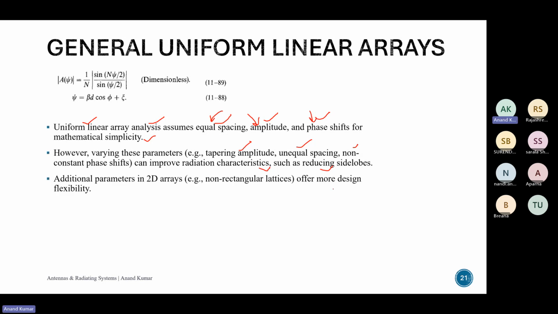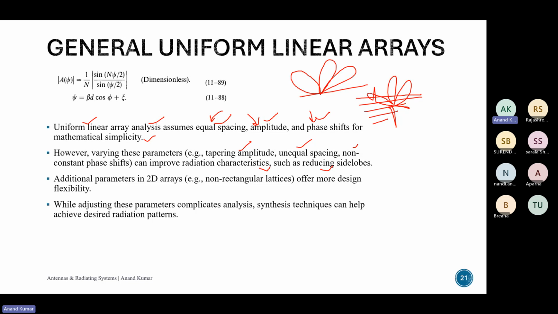Additional parameters: for example, what we did was a 1D array, but if you arrange these 1D arrays in a matrix, we can have 2D arrays, and as soon as we have 2D arrays, we will have more parameters that can be tuned to achieve different radiation patterns. For a 1D array, we can steer the beam maybe in one plane, but if we have a 2D array, we can steer the beam in any direction.